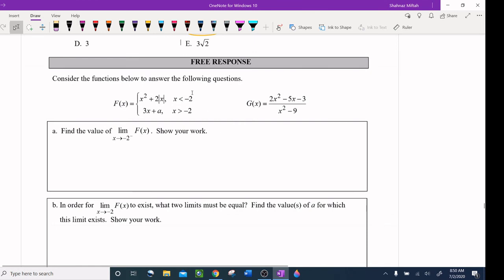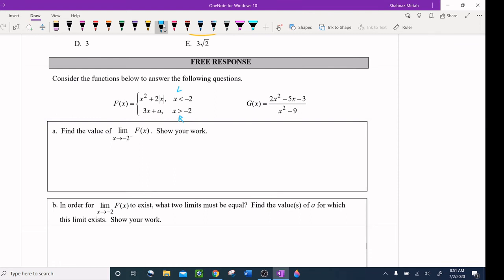Consider, these are free response questions. Now you have to be very careful in paying attention right now. Consider the function below to answer the following questions. Always read the instructions. f of x is my piecewise function. These are my restrictions. And when I see a piecewise function and it's a limit question, technically I would say x less than -2, less means left, x greater than -2 means right. And since you have a paper AP test, you can write on your question on top of it. So you always do that, okay?